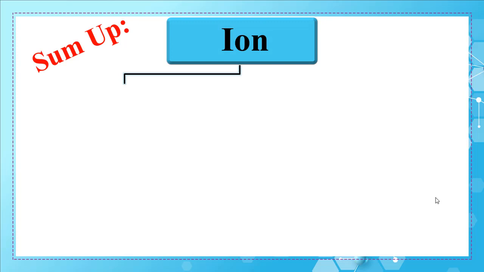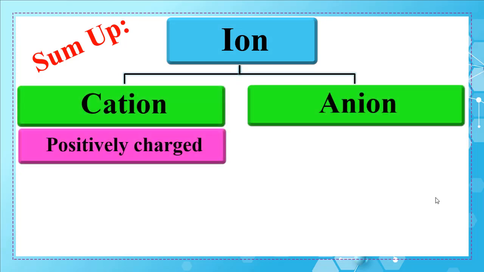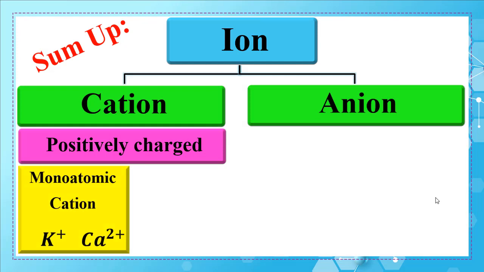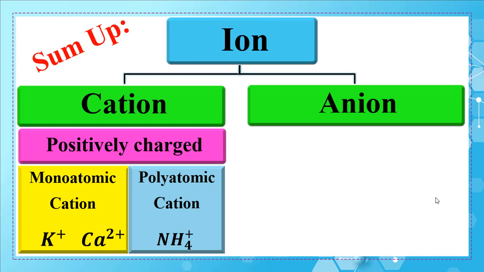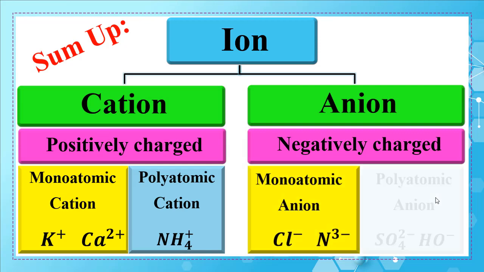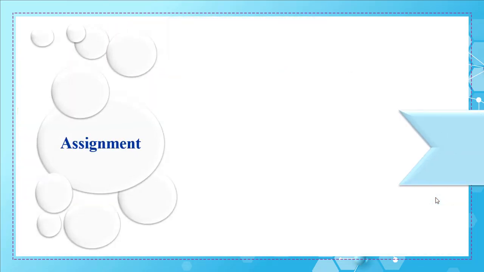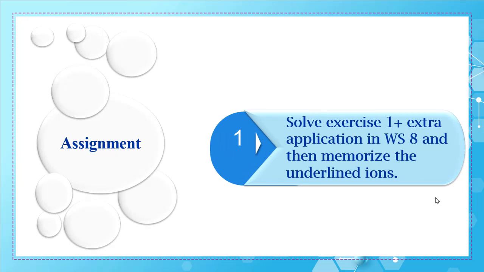To sum up, an ion can be either a cation or an anion. The cation is positively charged and it can be either a monoatomic cation formed from one atom or a polyatomic cation formed from more than one atom. Also, the anion, which is negatively charged, can be monoatomic, formed from one atom, or polyatomic, formed from more than one atom. As an assignment, you have to solve exercise 1 and the extra application in worksheet 8 and then memorize the underlined ions.